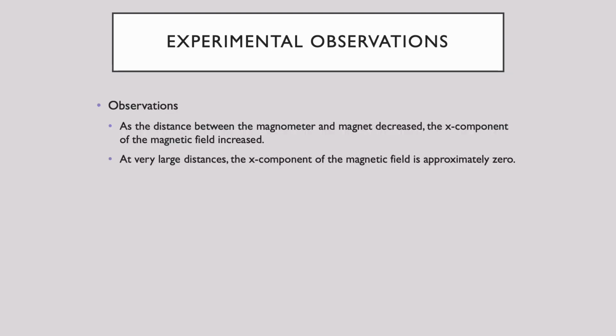So there's a couple of experimental observations, the first being that as the distance between the magnetometer and the magnet decreased, the x component of the magnetic field increased. And at very large distances, the x component of the magnetic field is approximately 0.